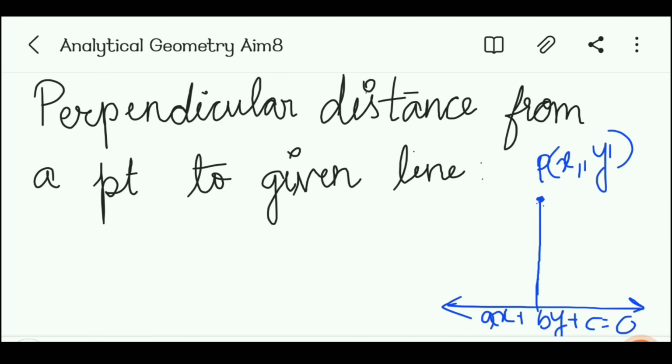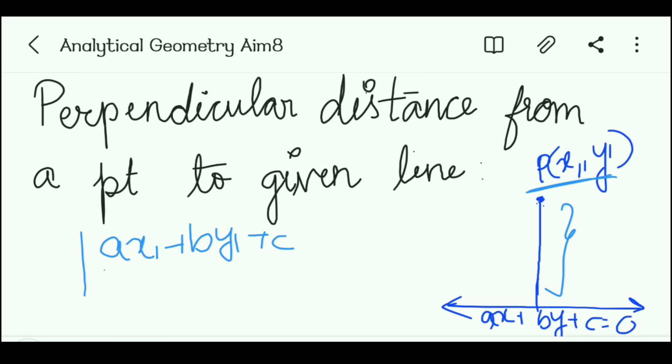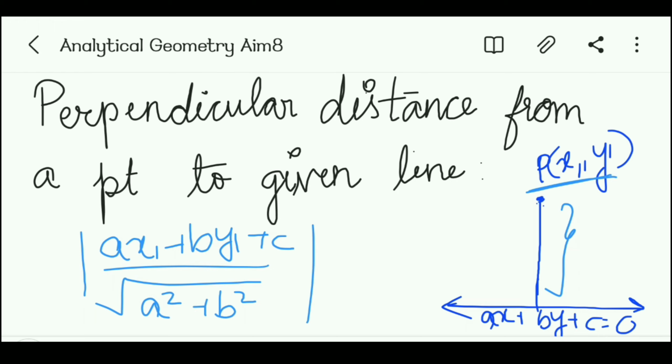So the next topic is the perpendicular distance from a point to a given line. Suppose this is a point x1, y1. How to find the perpendicular distance from that point, we are going to see. So that is the formula. We have it as modulus of ax1 plus by1 plus c by root over a square plus b square. So this is the formula.